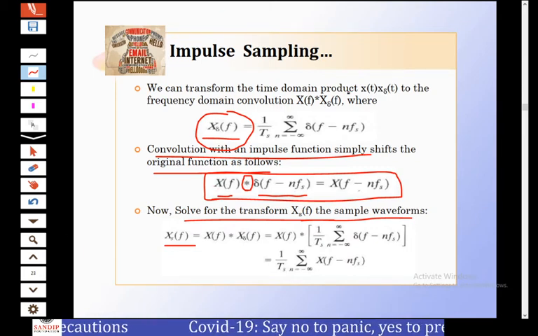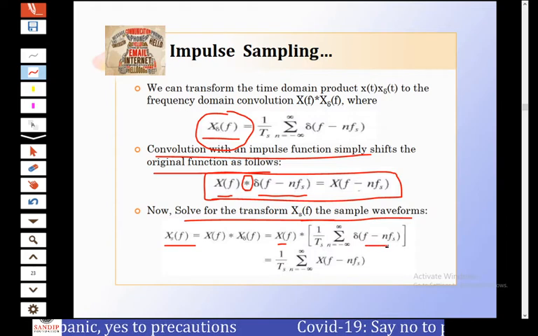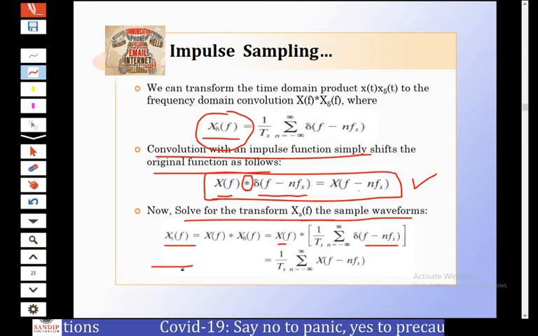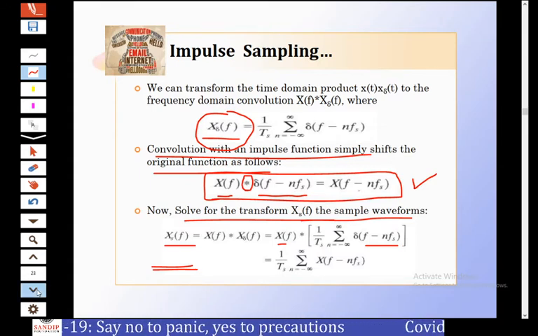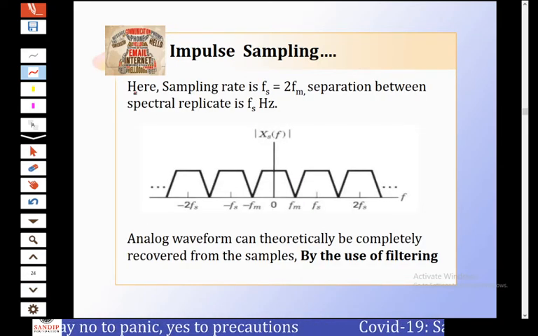So by using the above property, we can write this as 1/Ts times the summation from n = -∞ to +∞ of X(f - nfs), as X(f) is shifted to X(f - nfs) using this property. So this is the sampled signal in the frequency domain under ideal sampling. Now there are three cases of sampling frequency.